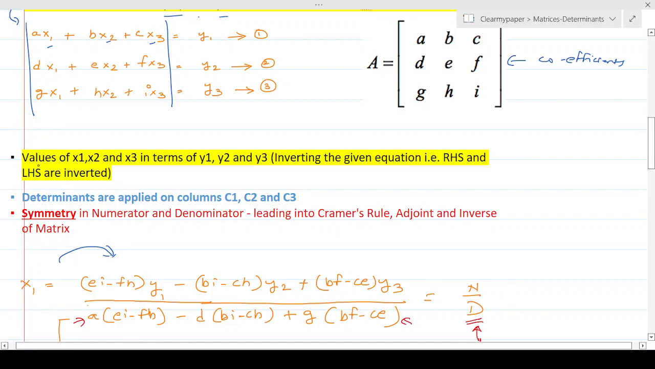So what we're trying to say is, the values of x1, x2, x3 below are expressed in terms of y1, y2, y3. That's called inverting the equation, where the right hand side and the left hand side are inverted as opposed to the given equations. That's number one.